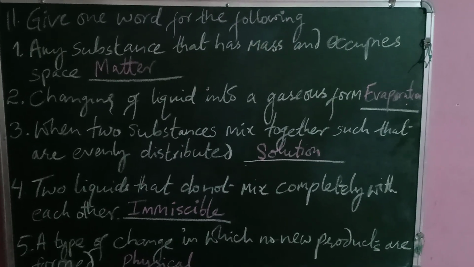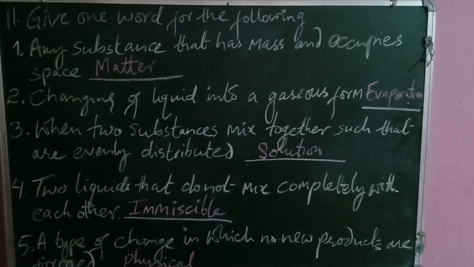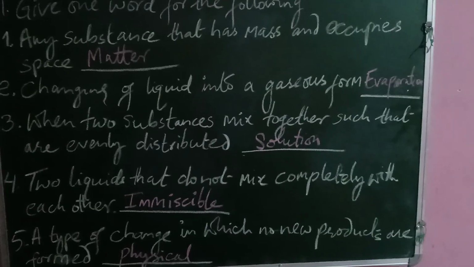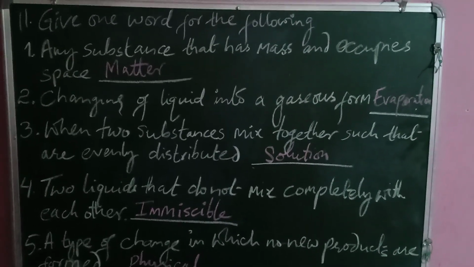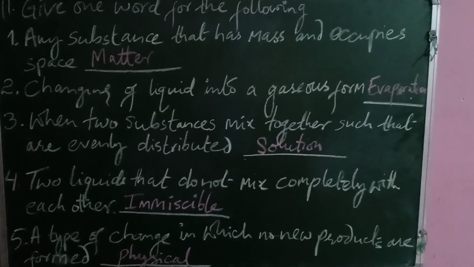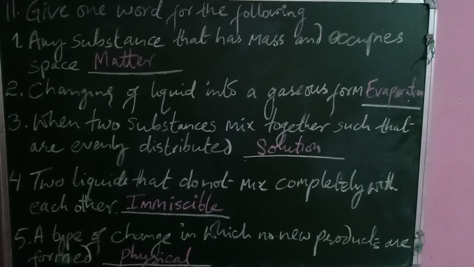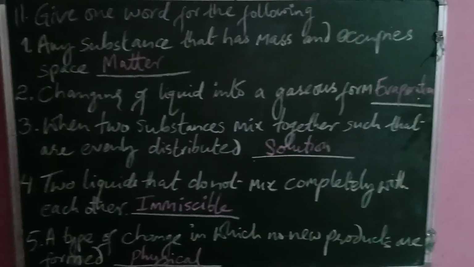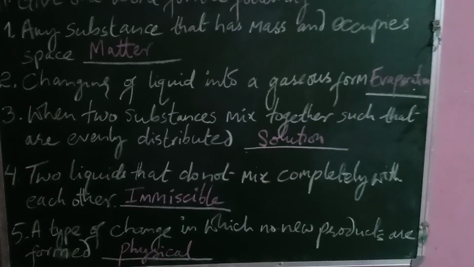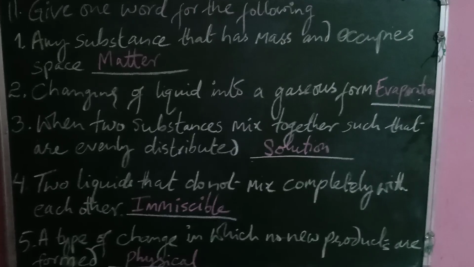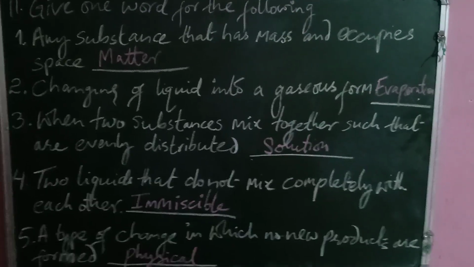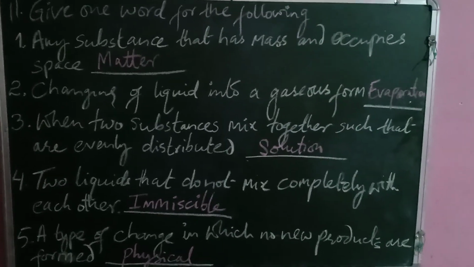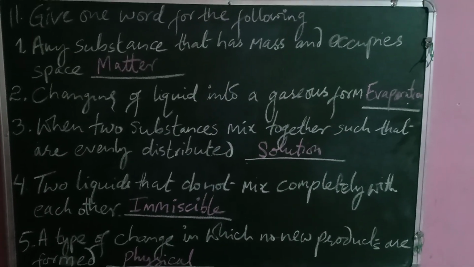Question number 3, when two substances mix together such that they are evenly distributed is called solution. And question 4, two liquids that do not mix completely with each other is called immiscible. And then a type of change in which no new products are formed is called physical change. Okay, moving on.